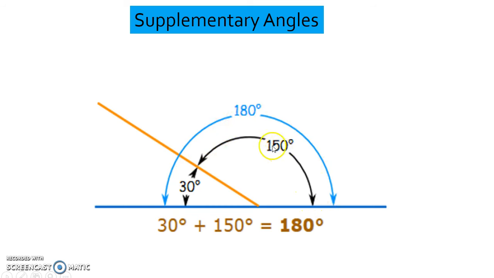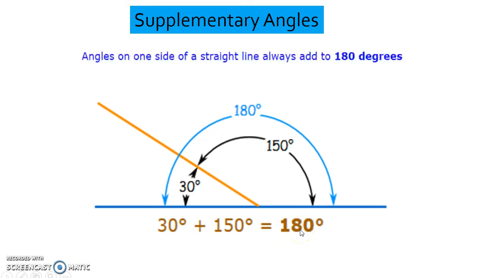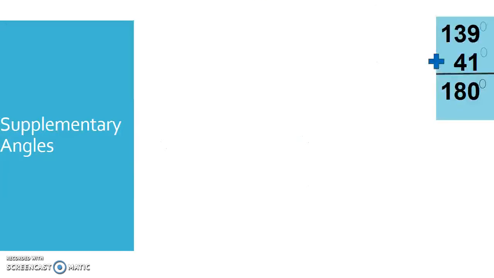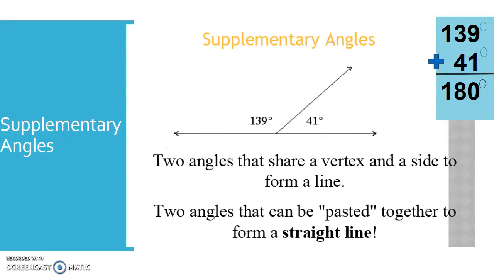Here's an example. If it is 150 degrees to get this far, the rest of it's 30 degrees to give you a total of 180 degrees. Angles on one side of a straight line always add up to 180 degrees. Let's take a look at another example. These two angles share a vertex right here and a side to form the line. Two angles that can be pasted together to form a straight line of 180 degrees. 139 degrees plus 41 degrees equals 180 degrees.